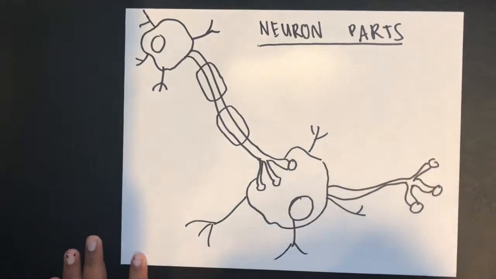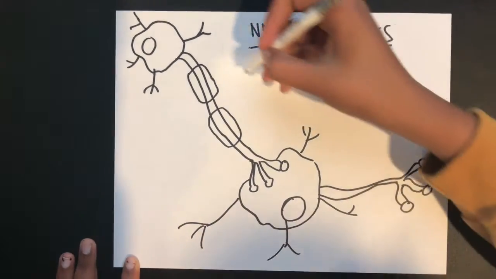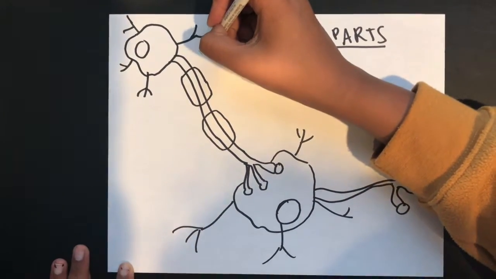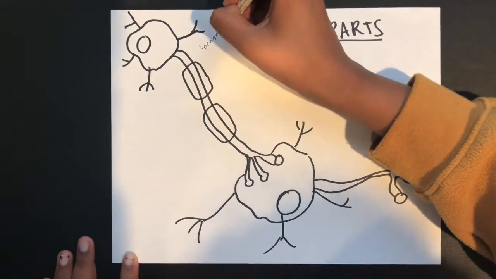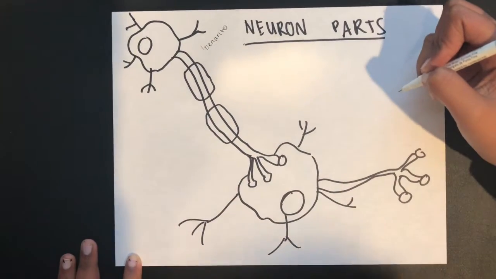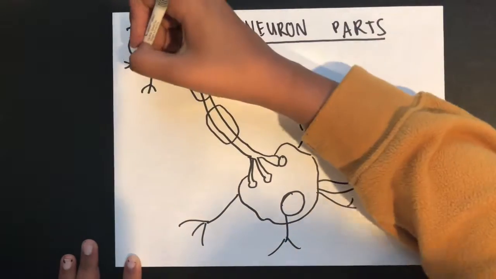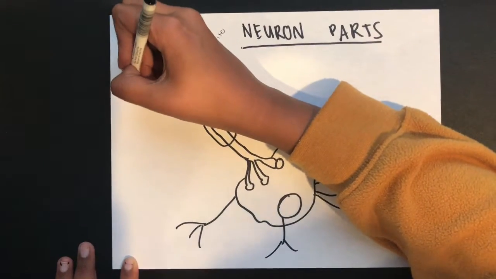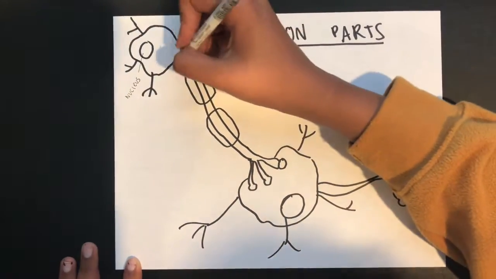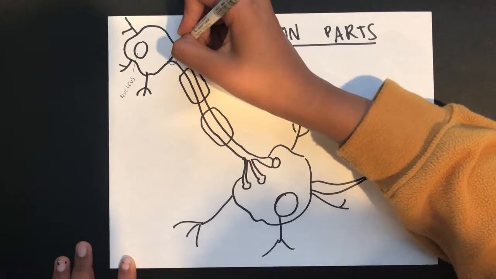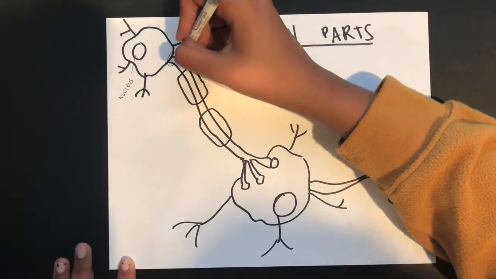This is the parts of a neuron. So up here we have these branches called dendrites. And dendrites are branched extensions that receive a signal from other neurons. Over here is the nucleus, which is the brain of the cell. This is the junction between the axon and the cell, and it is called an axon hillock.